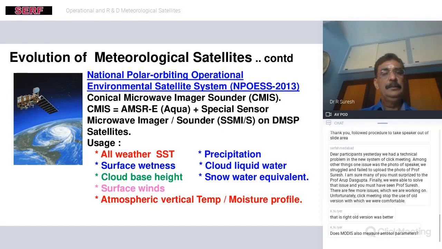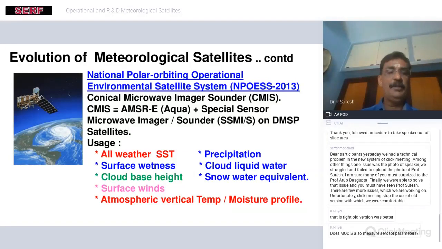Then the National Polar Orbiting Operational Environmental Satellite System, NPOESS, way back in 2013. The Conical Microwave Imager Sounder was launched, and it carried whatever the Aqua was carrying as an image sensor and then a sounder sensor. As I told you, DMSP was the origin, and all those pairs were tried on an experimental or R&D basis, and have been put into operational use.